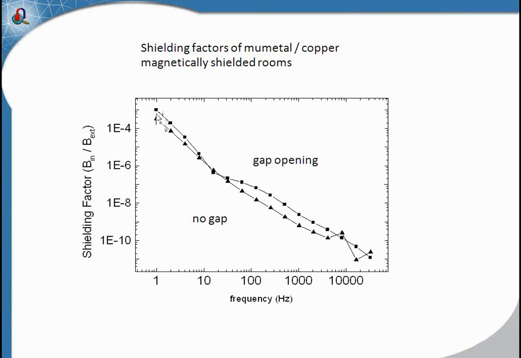So the upper graph shows the shielding factor with the gap, and so we have greater attenuation, obviously, with no gap here, but the 1 millimeter gap is not causing a very significant difference in the shielding factor here.